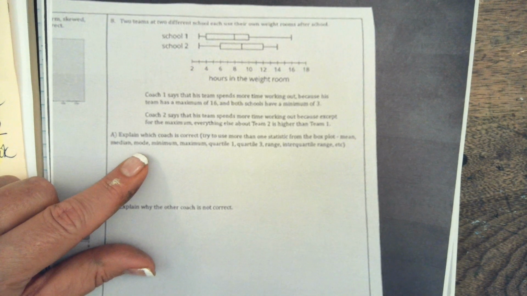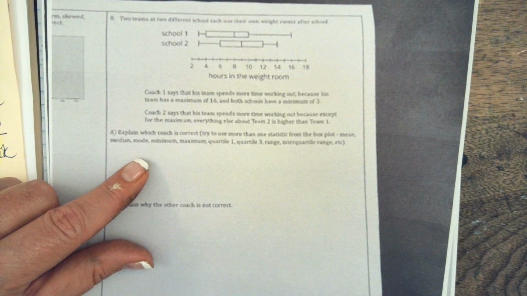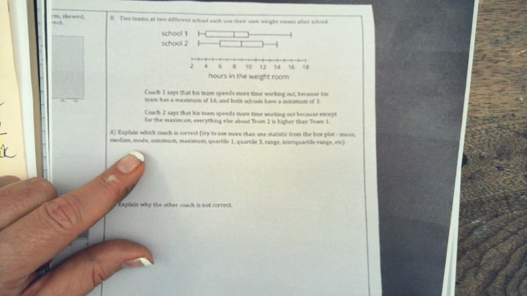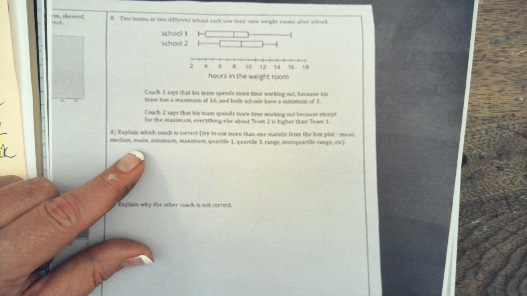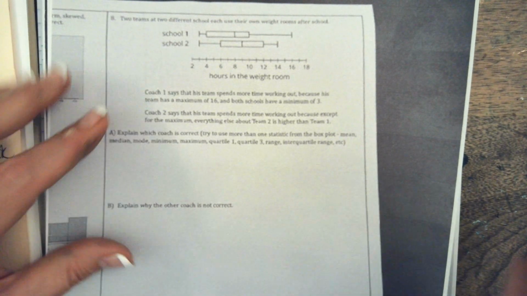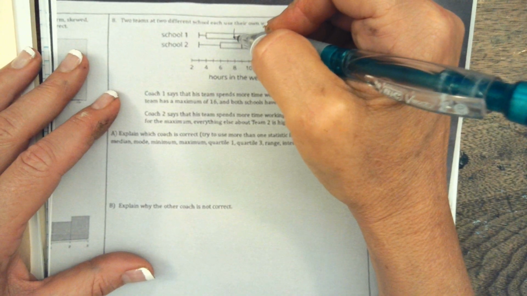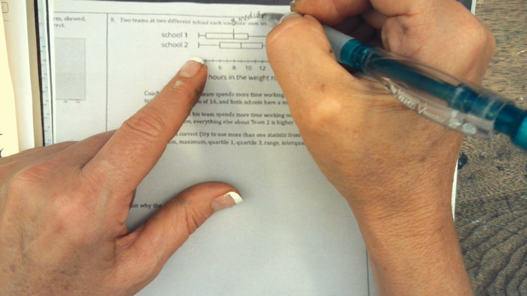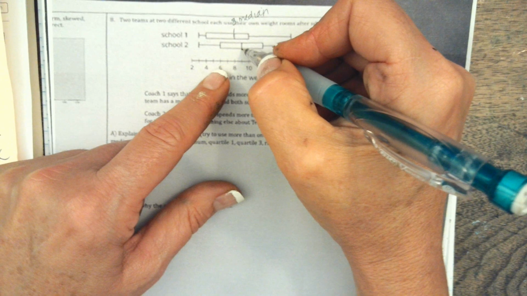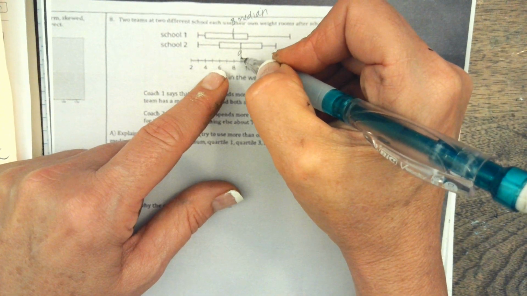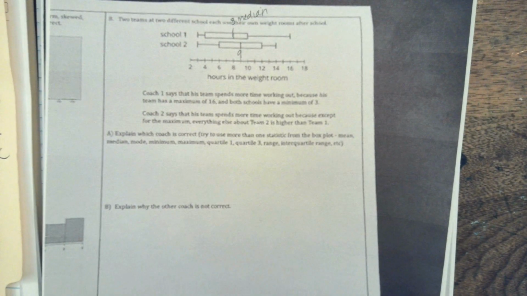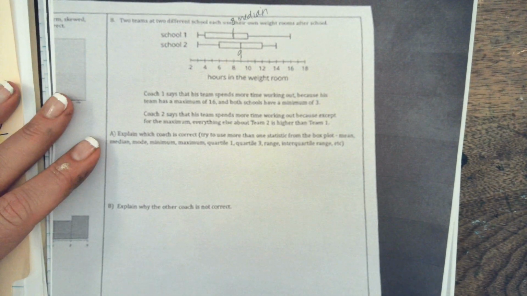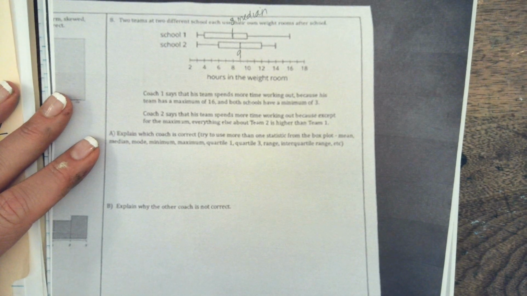Try to use more than one statistic from the above plot: mean, median, mode, minimum, maximum, quartile one, quartile three, range, interquartile range, etc. So we have a median of 8, because we know this is the Q2. This median is 9. And we know that the median is not the best predictor. It just tells you, when you're crossing out data, which one is in the middle.